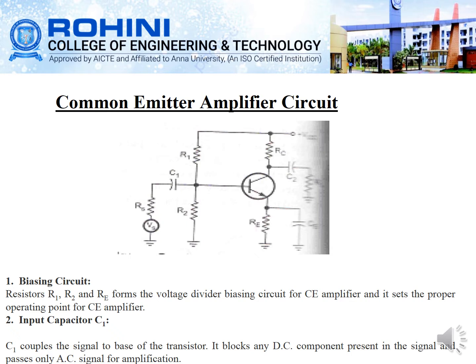And here we are considering the input capacitor which is present at the input terminal, that is C1. So C1 is used for coupling the signal to the base of the transistor, which we are keeping as an input, and it blocks any DC component which is present in this signal, and it only passes the alternating signal for amplification, and blocks the direct current component. So this is the use of the capacitor C1.